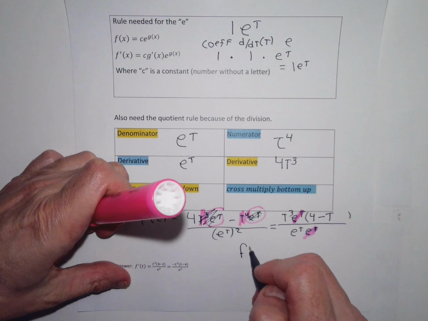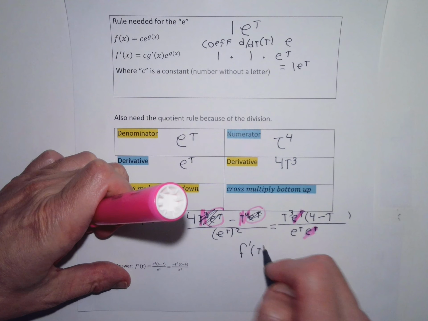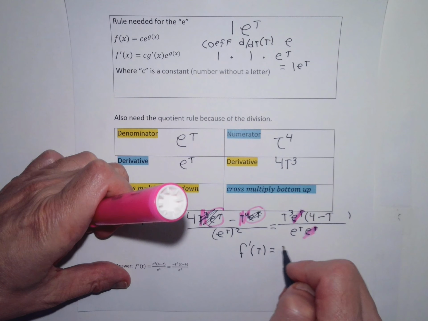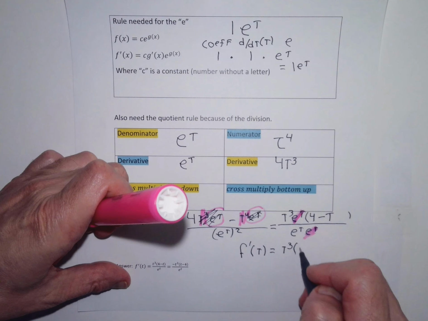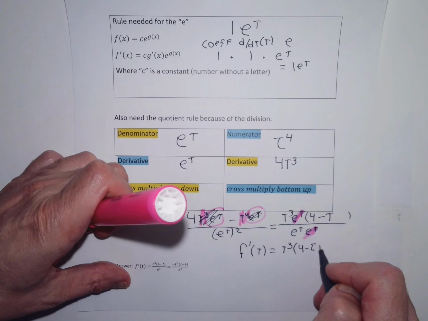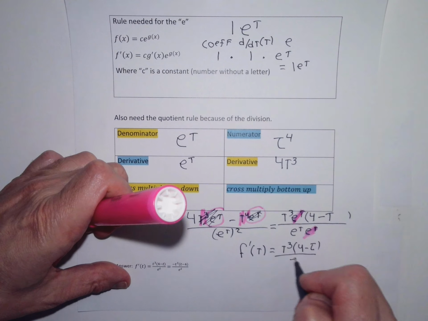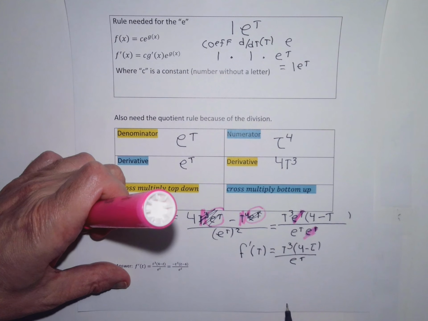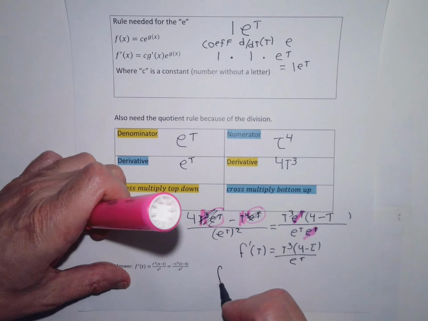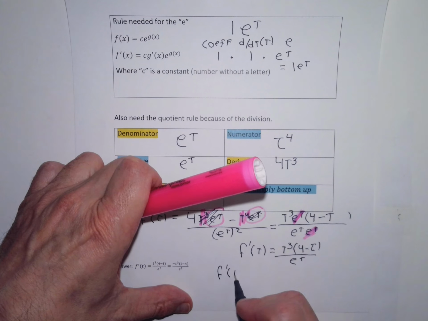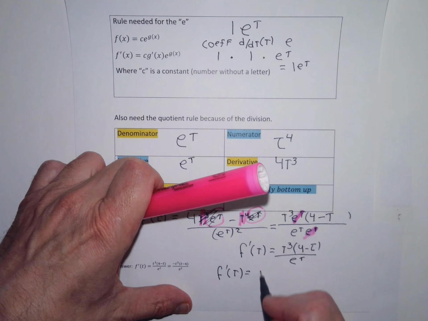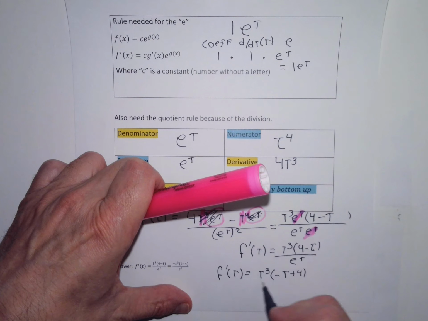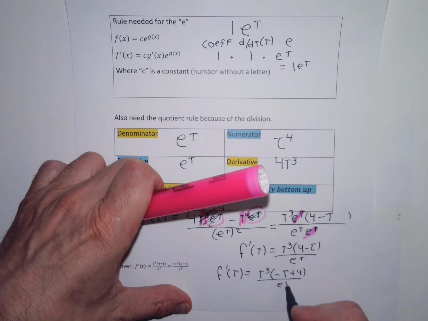I can say the derivative is t cubed times 4 minus t over e to the t. If that bugs you, seeing the t written second in the parentheses, you can rewrite it as t cubed times negative t plus 4 over e to the t.